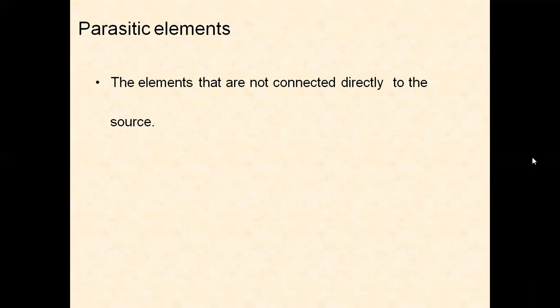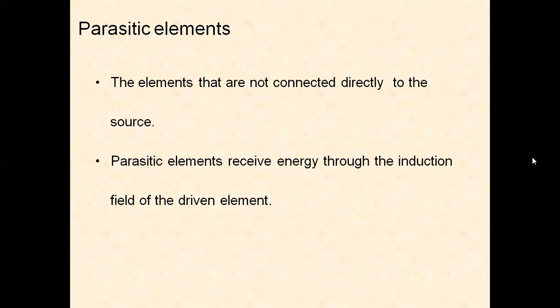Why are we using a number of parasitic elements in the design of antenna? To increase the directive gain, to increase the directivity, so that we can transmit the signal to more distance, or else we can receive the signal from more distance. That is the reason parasitic elements are used in the design of Yagi antenna. Parasitic elements receive energy through the induction field of the driven element. So driven element is also a parasitic element, but it is connected to the feed point.